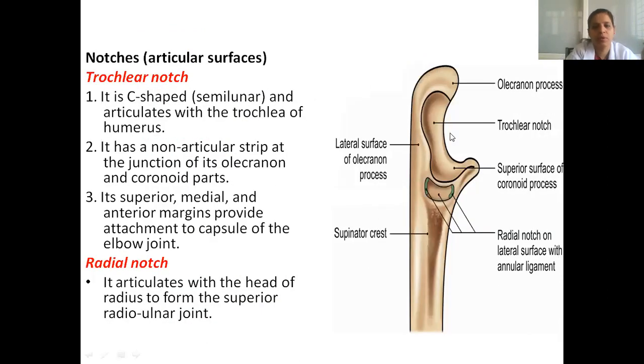So this whole notch is the trochlear notch. The upper part is articular hyaline cartilage, the lower part is articular hyaline cartilage, but the middle strip where I have shown you the chalk piece mark is non-articular. That is, the radial notch is this one. Again, I am showing you with the chalk piece mark the radial notch.